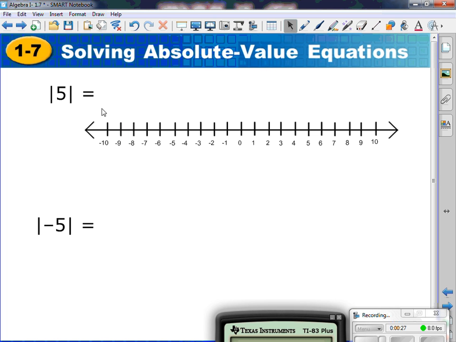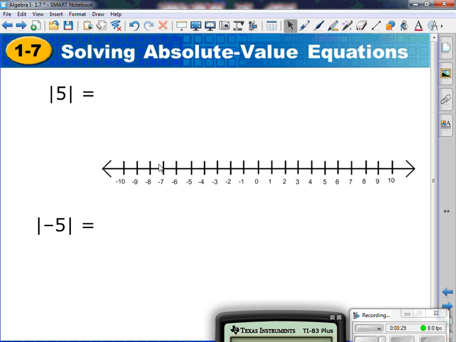What's the absolute value of 5? The absolute value of 5 is 5. The absolute value of negative 5 is 5. What does absolute value do? It does not switch it from a negative to a positive. In general, you were probably told absolute value takes a number and makes it positive.